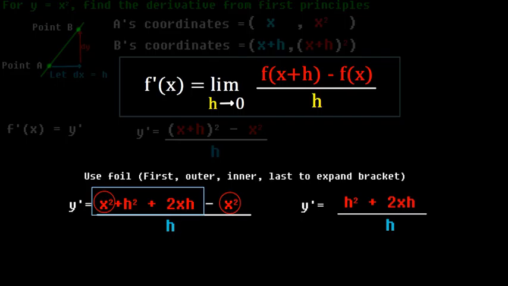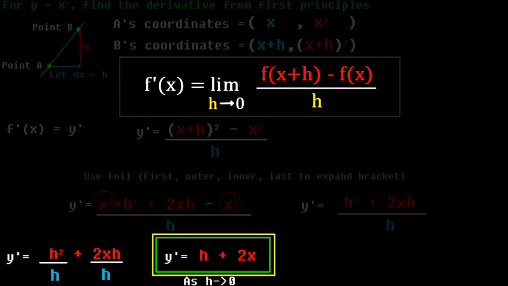You get x squared plus h squared plus 2xh, that's the new value of y at point B, and the old value of y at point A is x squared. As you can see, you've got x squared take away x squared, so that cancels, and then we've got h squared plus 2xh all over h. So you split that fraction up, which is h squared over h, and also 2xh over h.